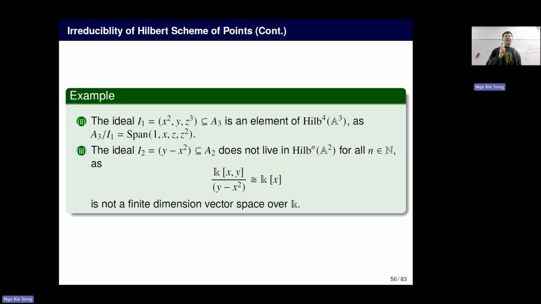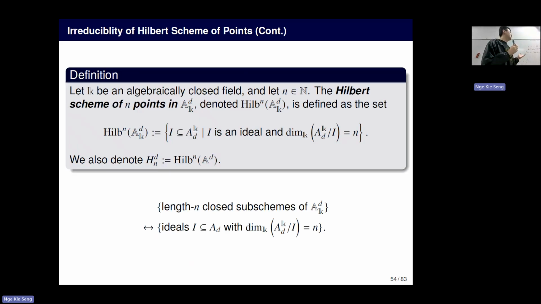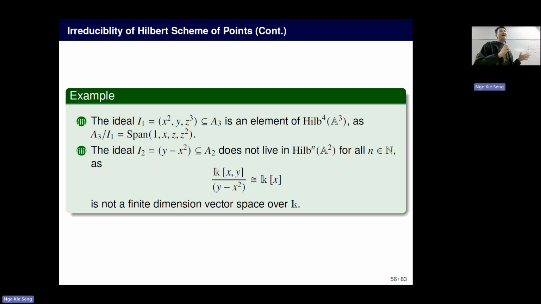We can see that not every ideal in the polynomial ring lives in a Hilbert scheme of points, because it should satisfy that the dimension of the polynomial ring quotient by the ideal is finite. For example, the ideal (x^2, y, z^3) in A^3 is an element of the Hilbert scheme of 6 points of A^3, as the quotient is spanned by 1, x, z, and z^2 and so on, but the ideal (y - x^2) in A^2 does not live in any Hilbert scheme of A^2, because if we quotient the polynomial ring by that ideal, it is isomorphic to K[x], which is not a finite dimensional vector space over K.